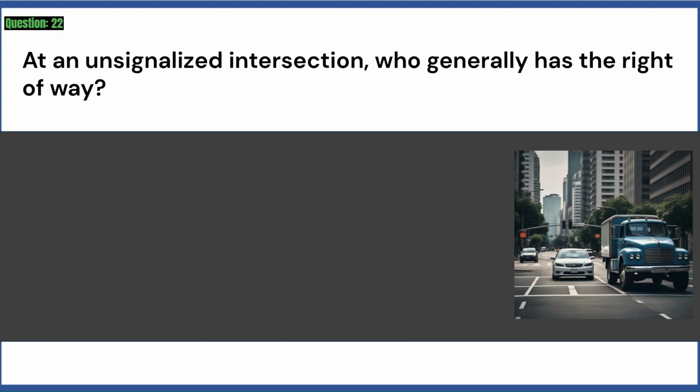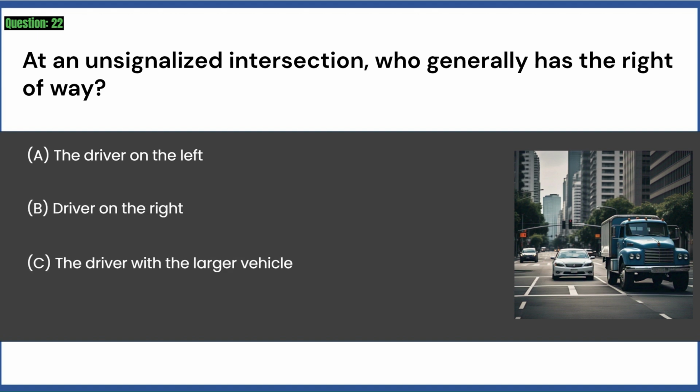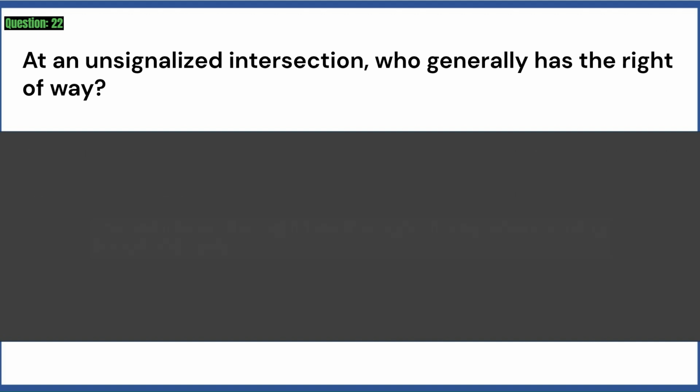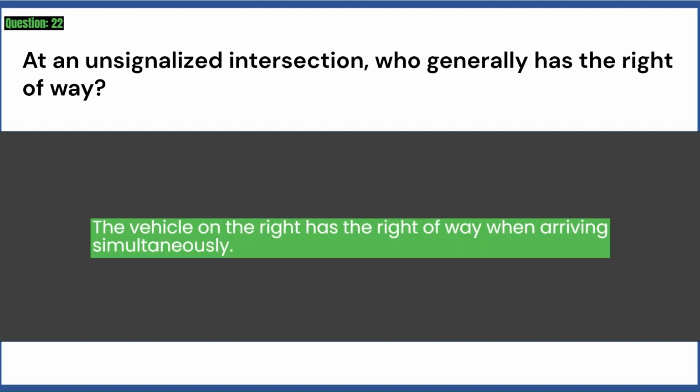At an unsignalized intersection, who generally has the right of way? A. The driver on the left. B. Driver on the right. C. The driver with the larger vehicle. D. The driver who arrives first. Answer, B. The vehicle on the right has the right of way when arriving simultaneously.